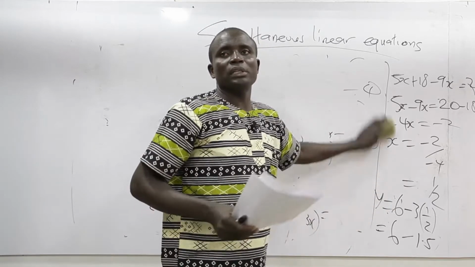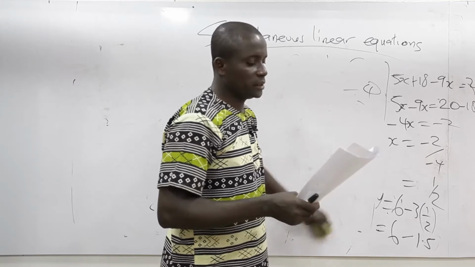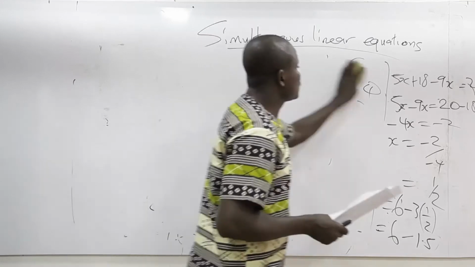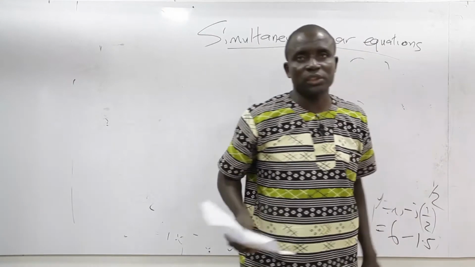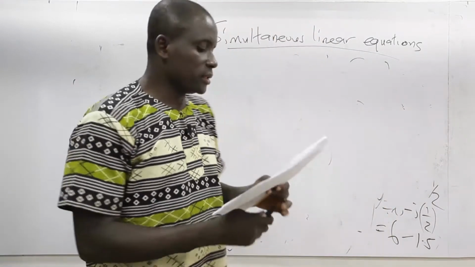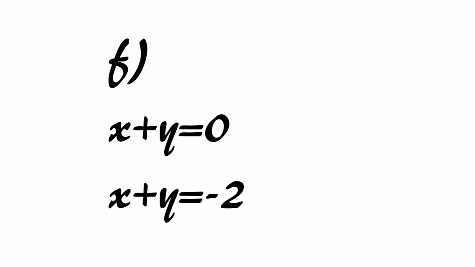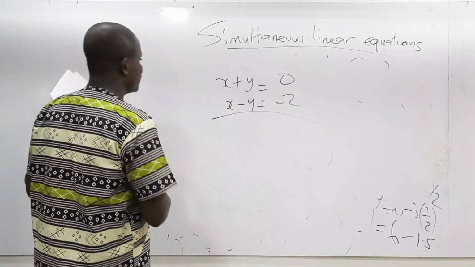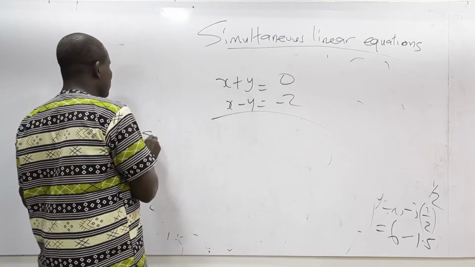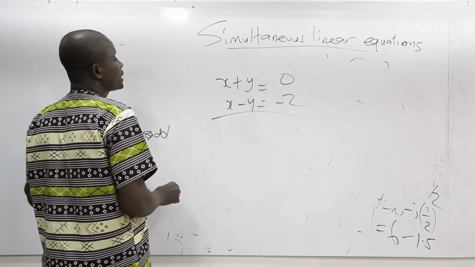Let's look at the last example under the method of substitution, so that we pause there and then move to the method of elimination. This one is very straightforward, but it's a little bit trickish. Okay, so here, that's the f in your sheet. You have x plus y is equal to 0. Then x minus y is equal to negative 2. Watch here. I can solve without necessarily making anything subject. I can just add.